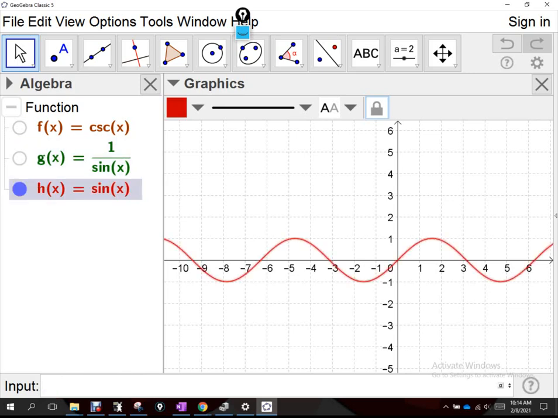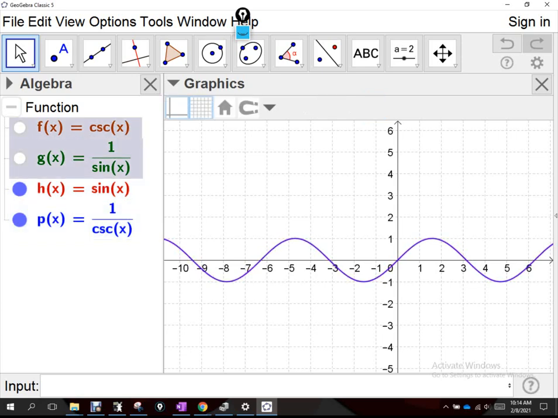So if I go 1 divided by cosecant, that gives me the same thing, right? Okay. So however you want to write it, sine equals 1 over cosecant. Those two are equal, then that's a trig identity. All right, these two are equal, trig identity.